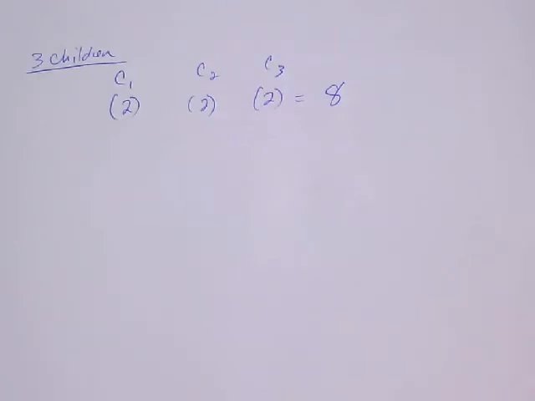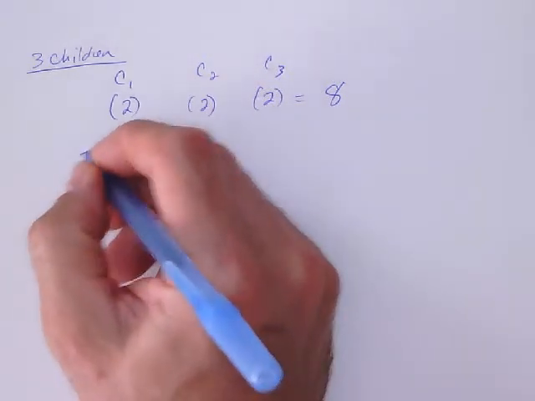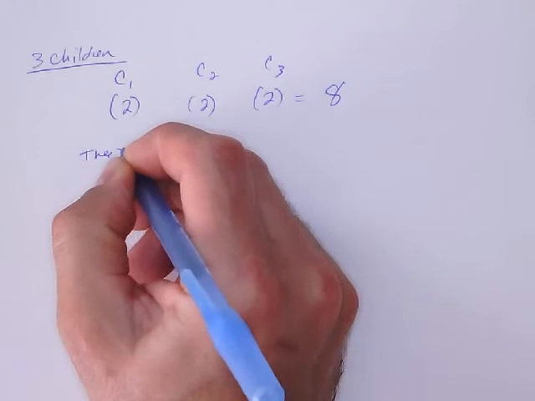You end up with 8 possible ways that you can have boys and girls, or plan your family accordingly. Not that there is much planning when it comes to this kind of stuff. So another way to look at this is that you can do what's called a tree diagram.